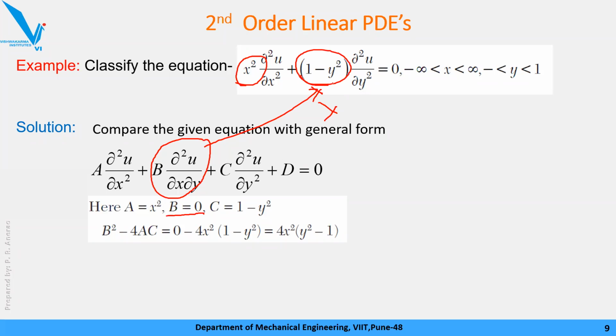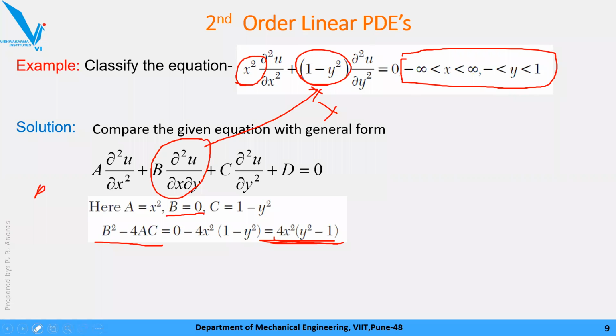Now, if we put those values in B square minus 4AC and solve it, you will come across 4x square times (y square minus 1). Now, based on this, we need to judge whether it is elliptic, parabolic, or hyperbolic. To evaluate this further, limits are given for the x and y parameters. The x value varies from minus infinity to plus infinity.